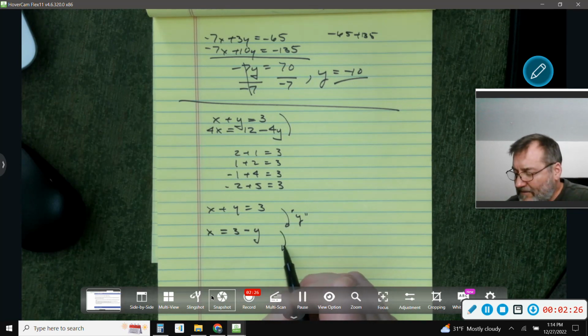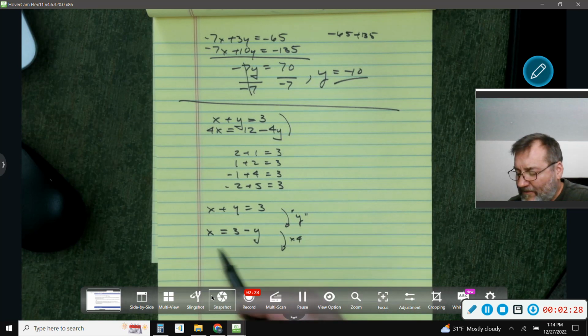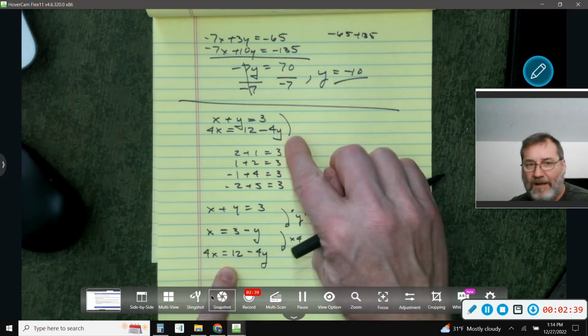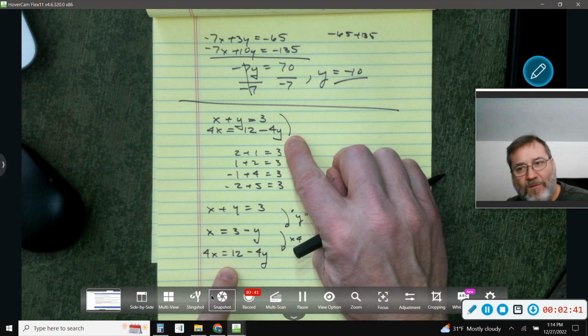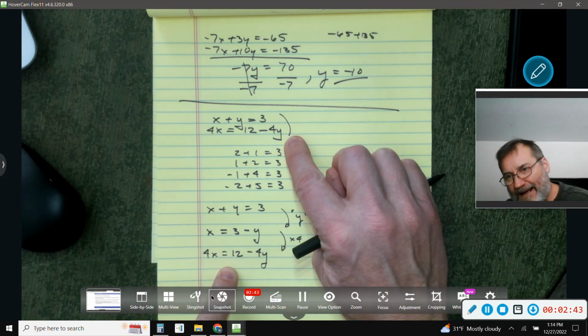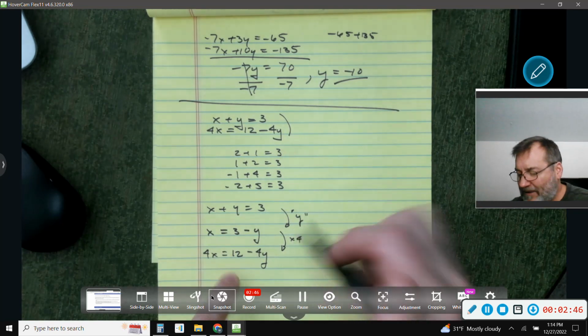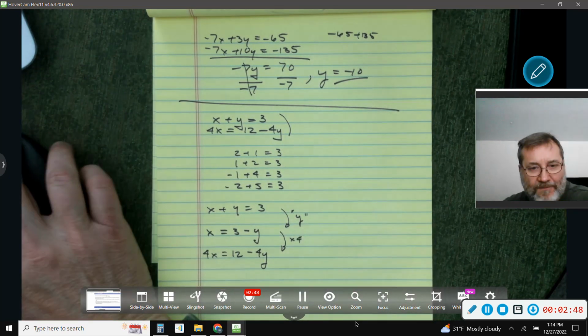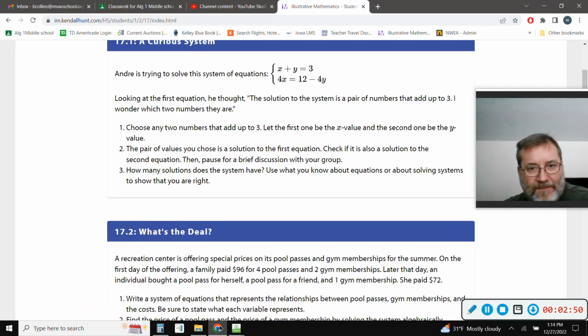And now let's take this and just multiply both sides by 4. What's 4 times x? Well, that's 4x. 4 times 3 is 12, and 4 times a minus y is a minus 4y. Well, as you can see, this one and this one are the exact same equation. These are the two exact same equations. I just manipulated very simply to get from one to the other. So that's what's going on here.